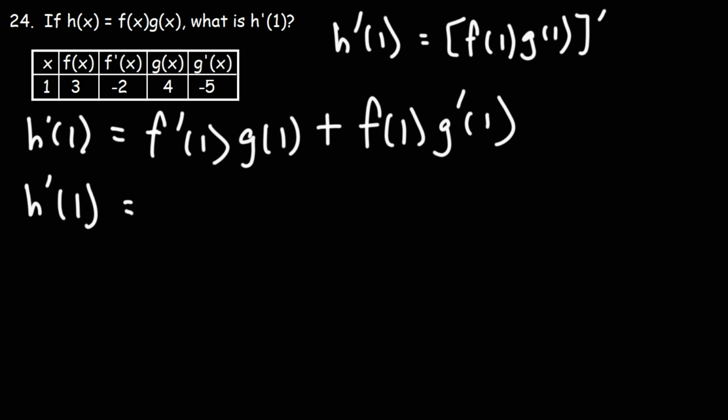Now, f prime of 1, when x is 1, f prime of 1 will give us negative 2. G of 1 is 4 using the table. F of 1 is 3. G prime of 1 is negative 5.